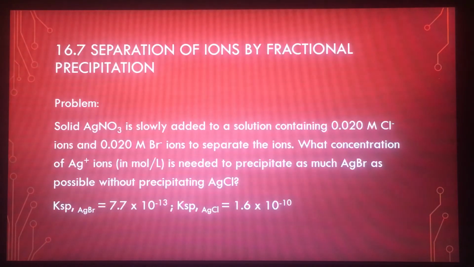Please do the calculations first, and then we'll check if your answer is correct.